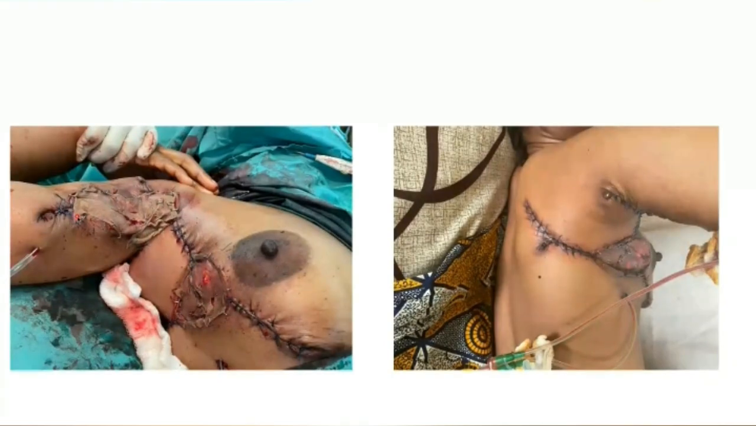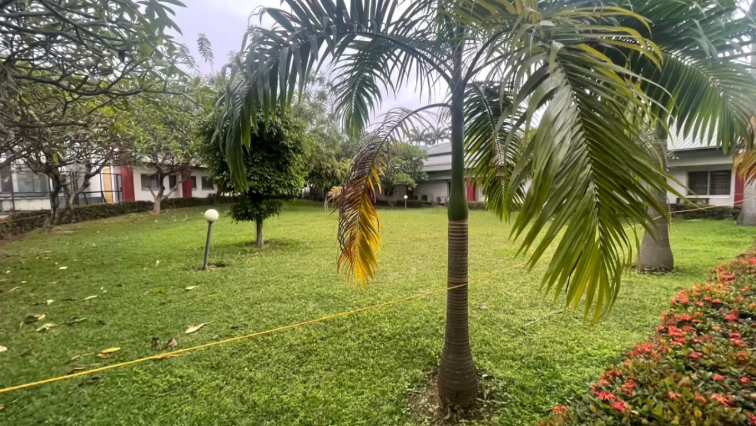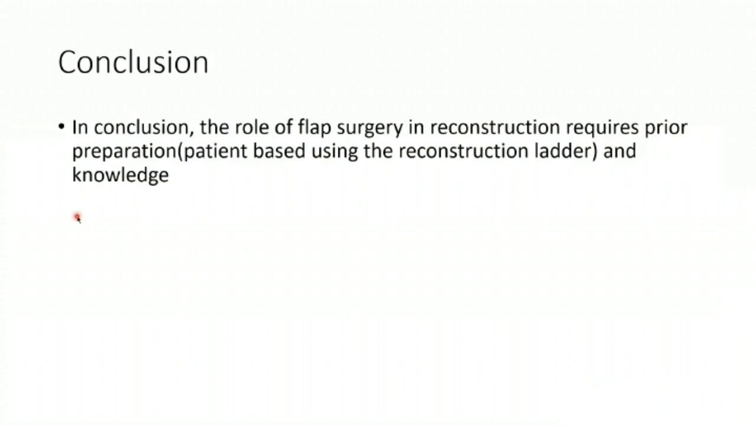In conclusion, the role of flap surgery in reconstruction requires prior preparation, and it should be patient-based, using the reconstruction ladder as a guide, and adequate knowledge of the anatomy of the region of the body involved is required.